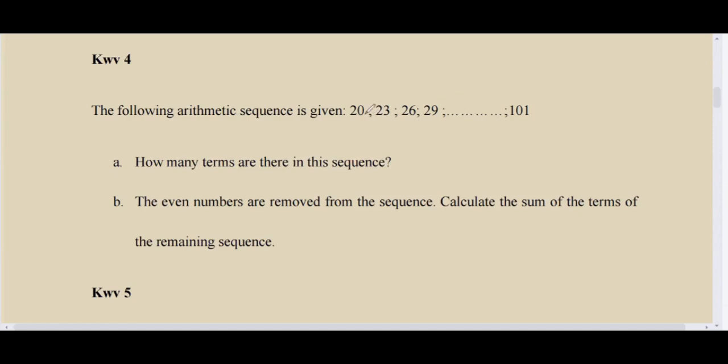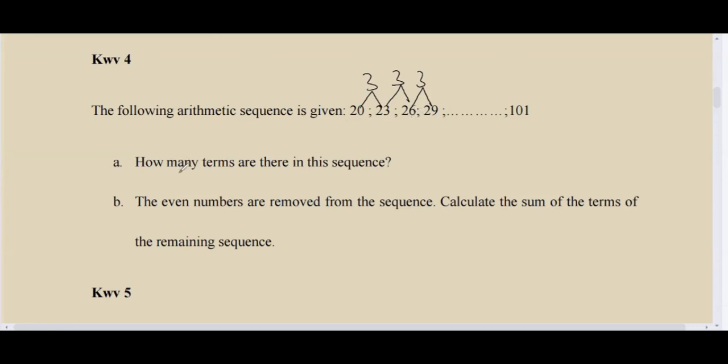So looking at the numbers that we are given here, we can just simply say T2 minus T1. This is 23 minus 20. It's going to give us 3. 26 minus 23 also gives us 3. 29 minus 26, this is also 3. So because we have that consistent difference, then we know that this is an arithmetic sequence, right?